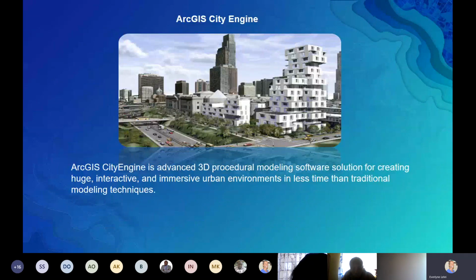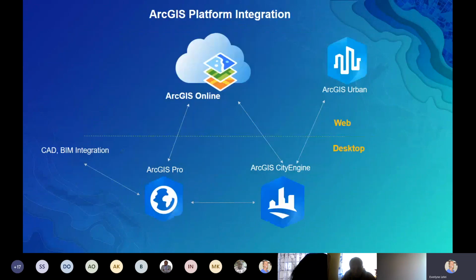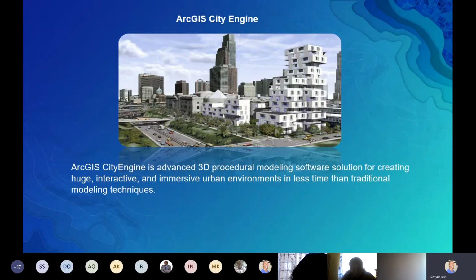So what is ArcGIS CityEngine? ArcGIS CityEngine is an advanced 3D procedural software solution for creating large, interactive, and immersive urban environments. And CityEngine is actually used to model the real world based on real data, as we'll be looking at shortly in this presentation. And one of the main things that differentiates CityEngine from other software solutions is the procedural modeling aspect, which we will be looking at shortly as we go through this presentation.